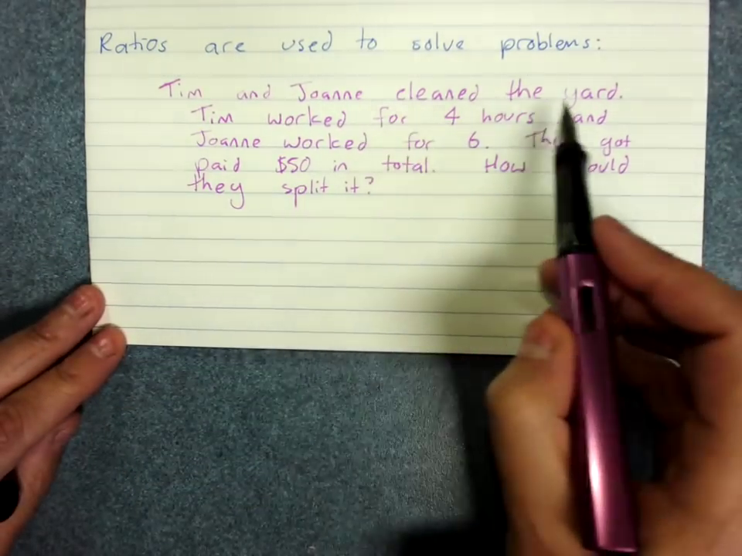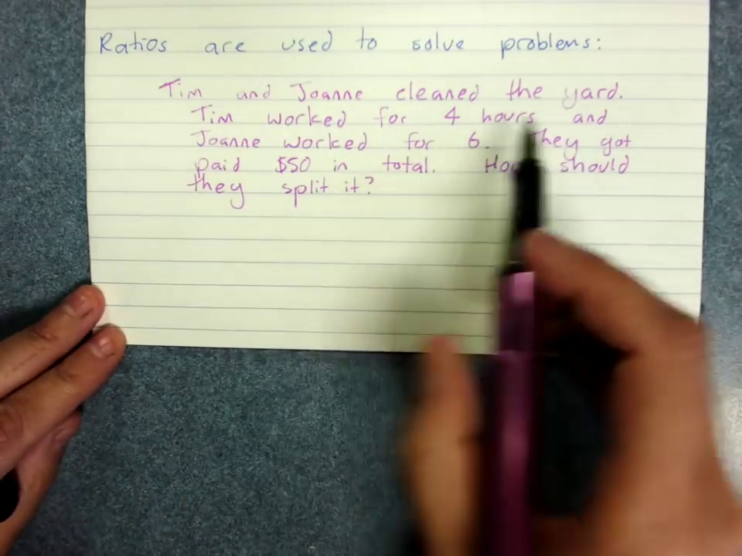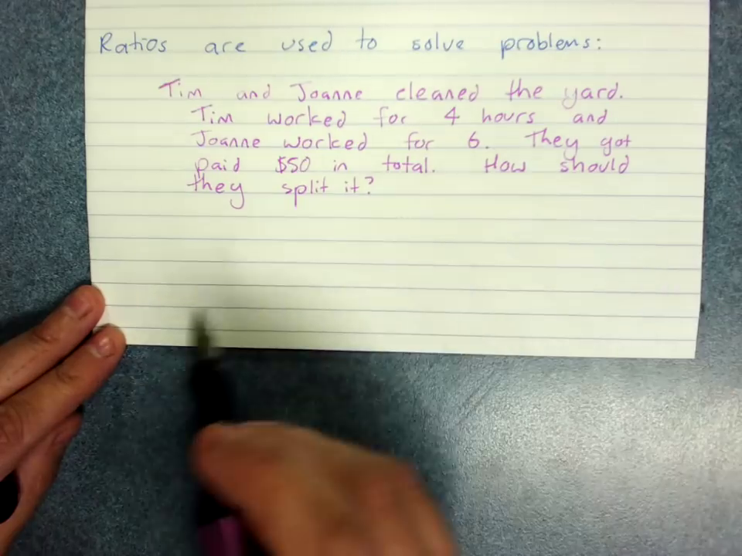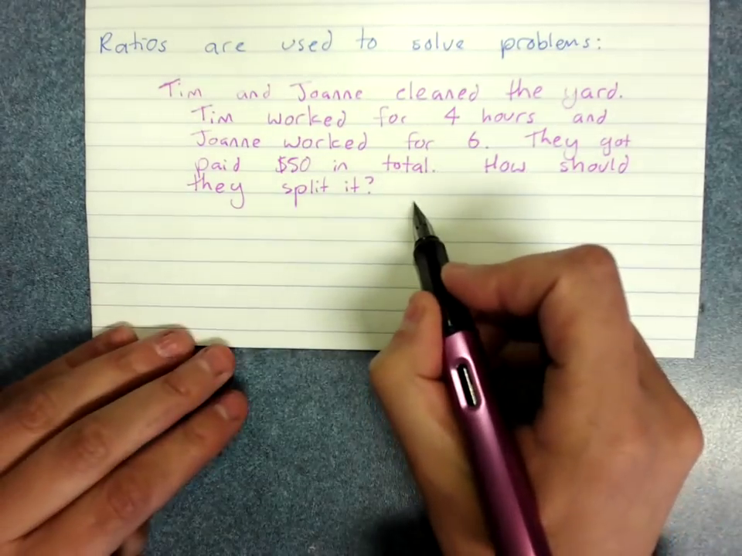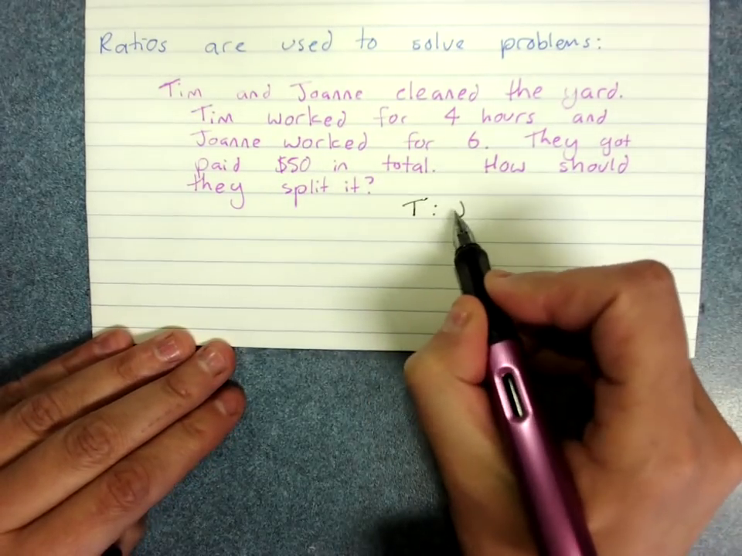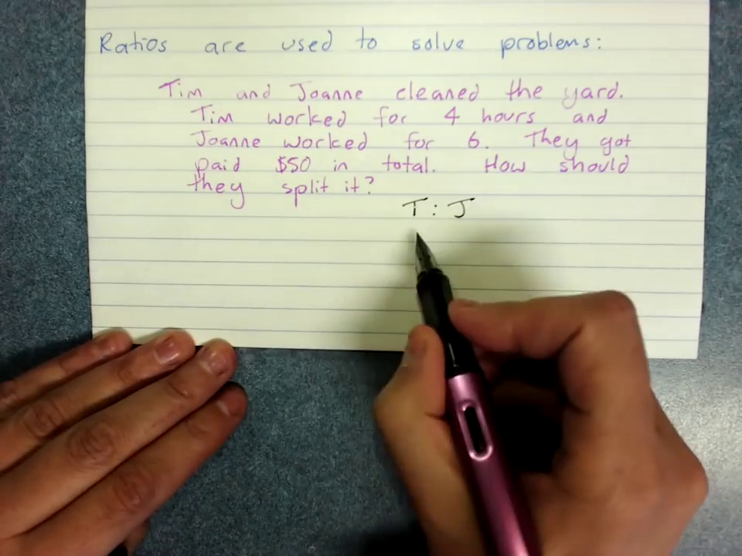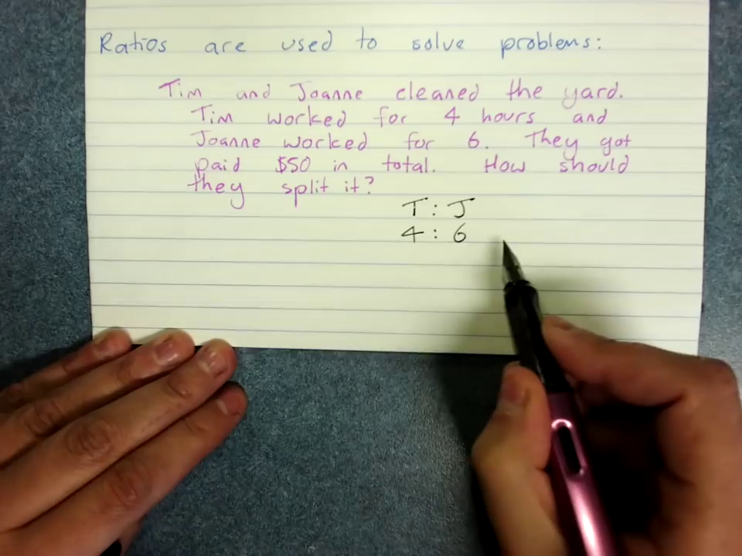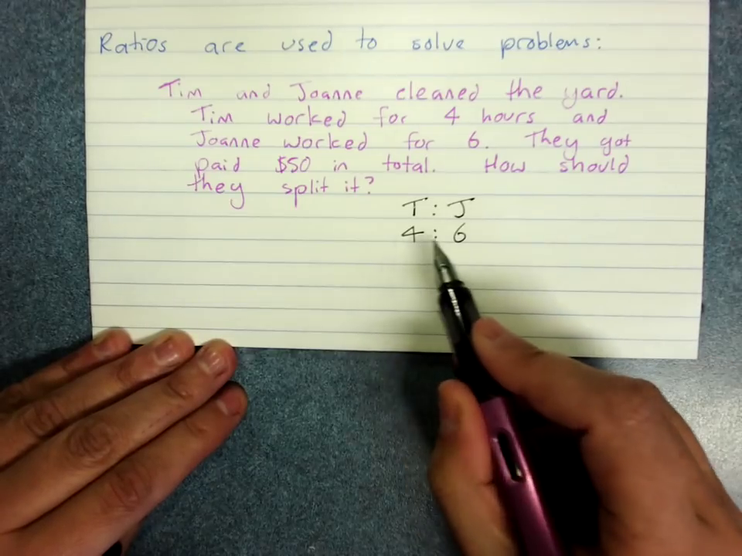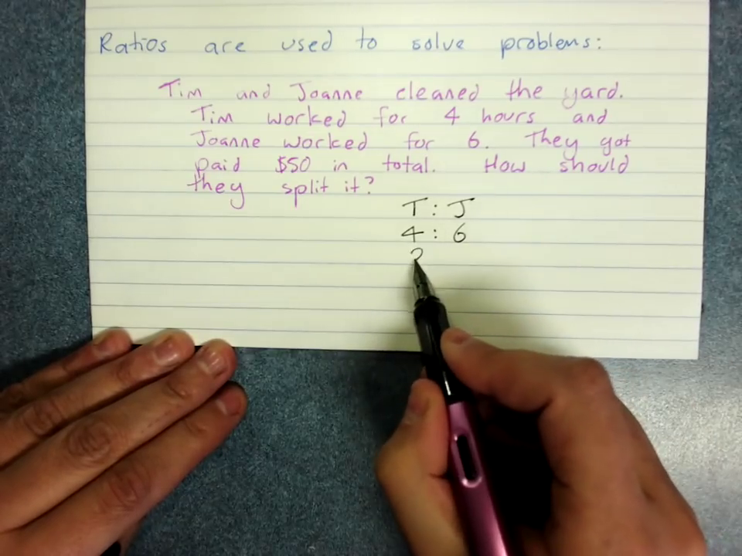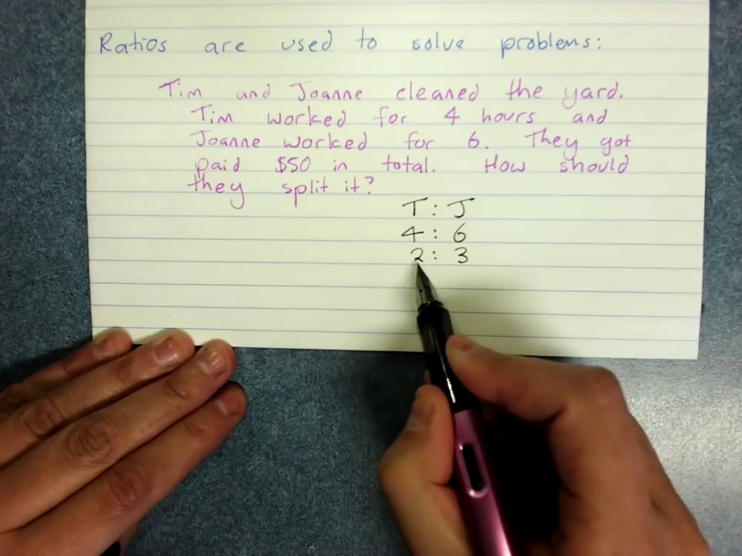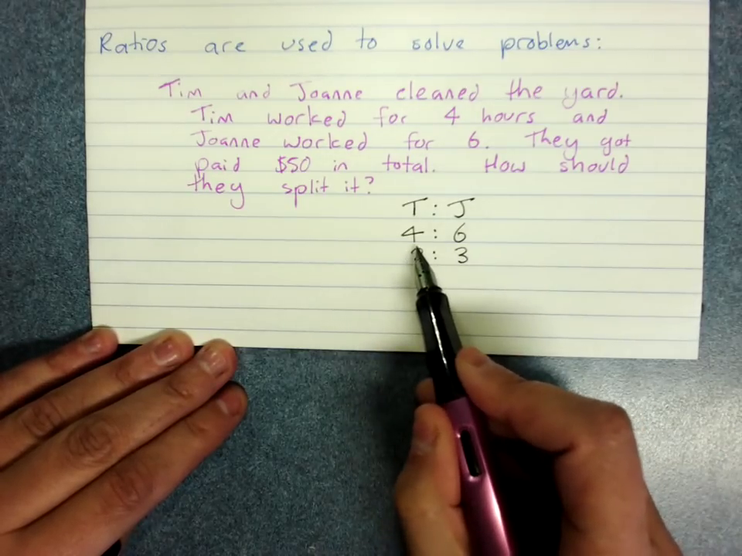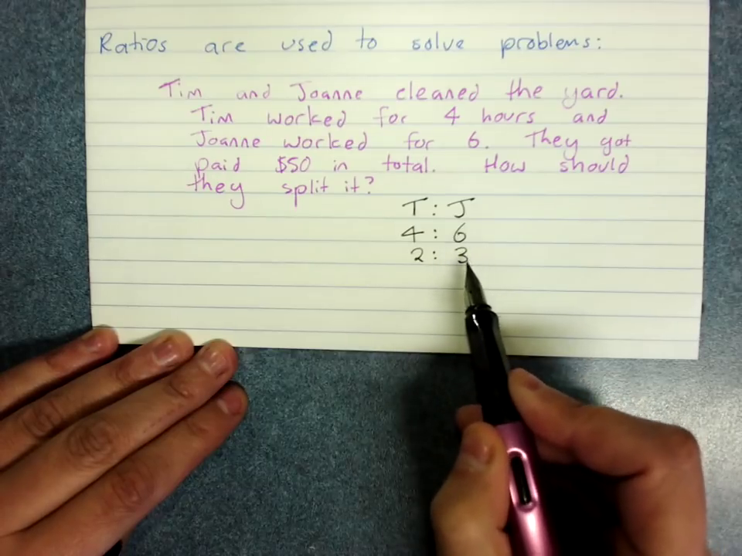Tim and Joanne cleaned the yard. Tim worked for 4 hours and Joanne worked for 6. They got paid $50 in total. How should they split it? Write a ratio, Tim to Joanne. Tim worked 4 hours, Joanne worked 6. Can we simplify this ratio? 2 goes into both of these. This is 2 to 3. So this is saying if Tim worked 2 hours, Joanne worked 3.